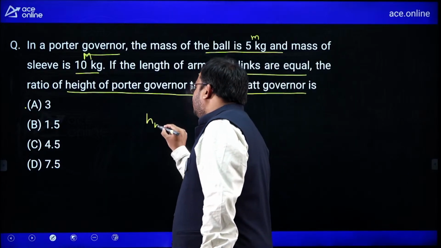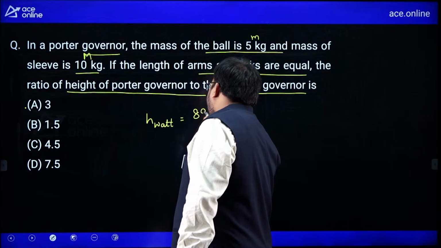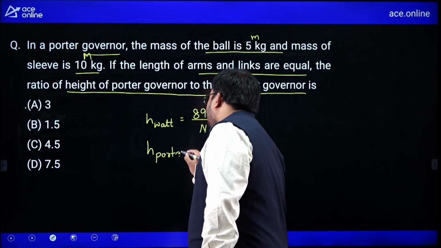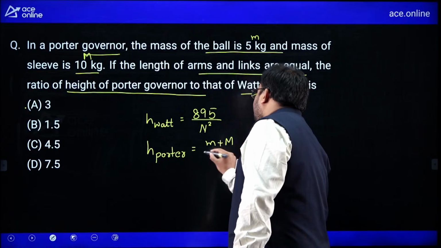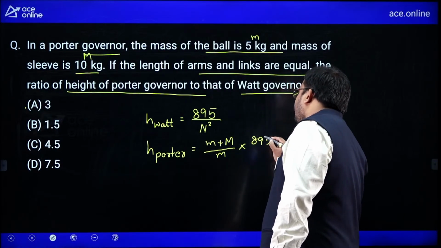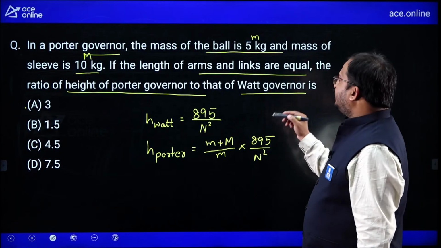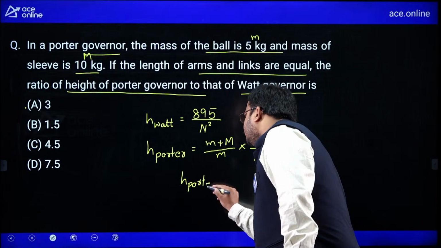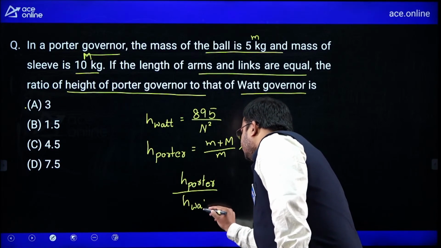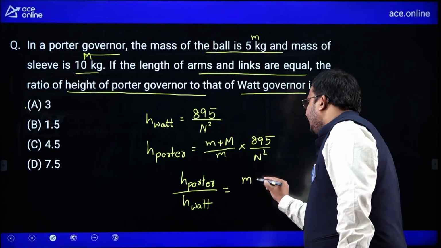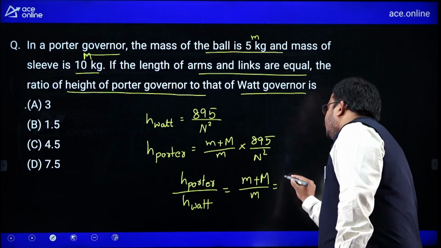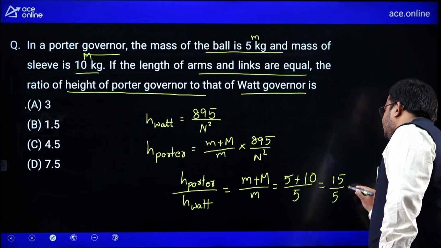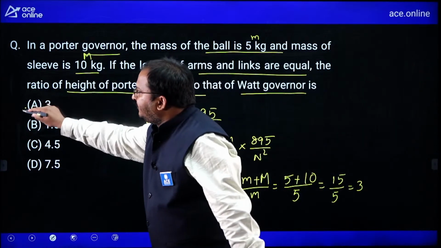So, taking the height of Watt governor, it is 895 by n square. Okay. Height of Porter governor is small m plus capital M by small m into 895 by n square. Okay. Now, he is asking us to find out the ratio of Porter to Watt. So, H Porter divided by H Watt, this will give us small m plus capital M by small m. So, this will be 5 plus 10 by 5. The answer is 15 by 5, that is equal to 3. So, option A will be correct for this question.